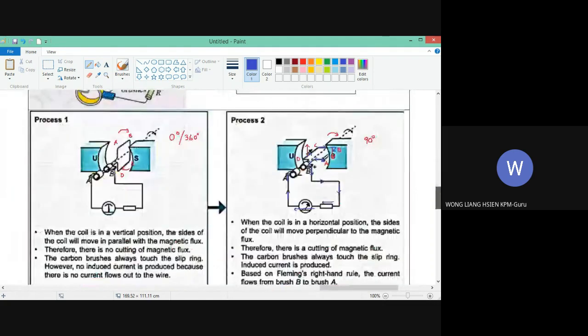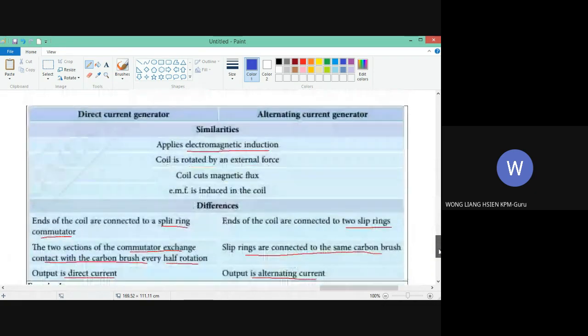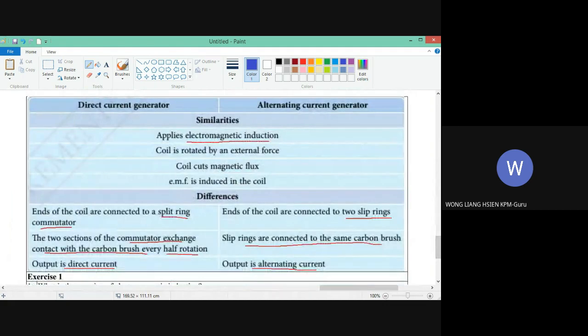Okay, so that is it about electromagnetic induction. Okay, finish. Electromagnetic induction.